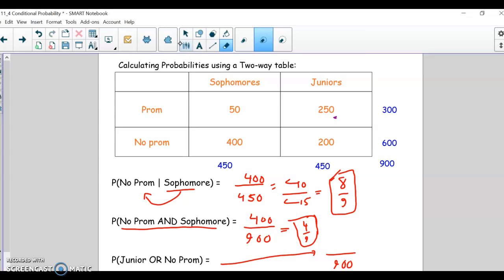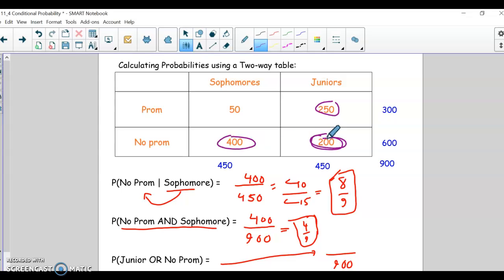So, okay, our juniors again are here. All right, juniors are here. And then our no prom are these 400 and these 200. But we already counted the 200, so we don't need to count them twice. I guess that would be the overlap if you were doing the formula. I just found the formulas on these, especially the and one, blew up in kids' faces previously. So I kind of just do what makes sense.